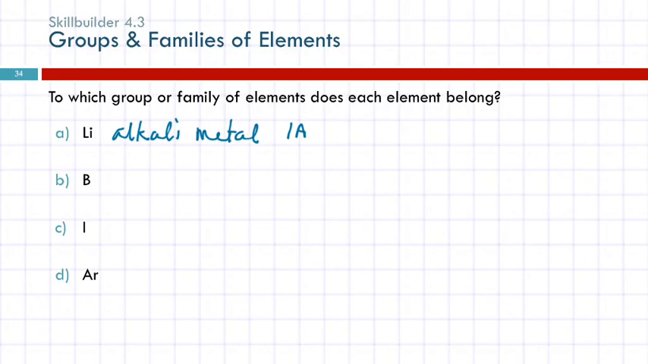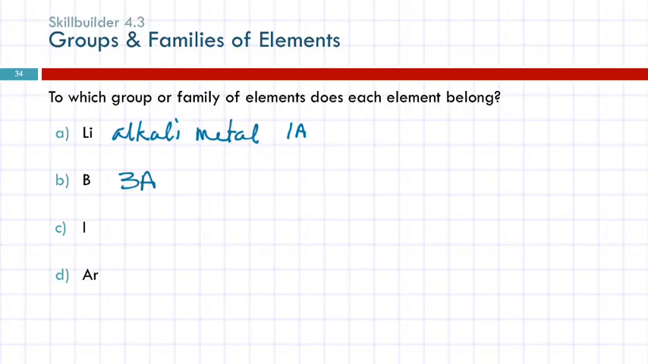B, boron. It's a metalloid. It's right along that line. So it's a metalloid, but the group or family is what we're looking for. We're looking for either a name or a number. It doesn't have a name. It's group 3A. So this is part of group 3A. They all have numbers, only some of them have names.